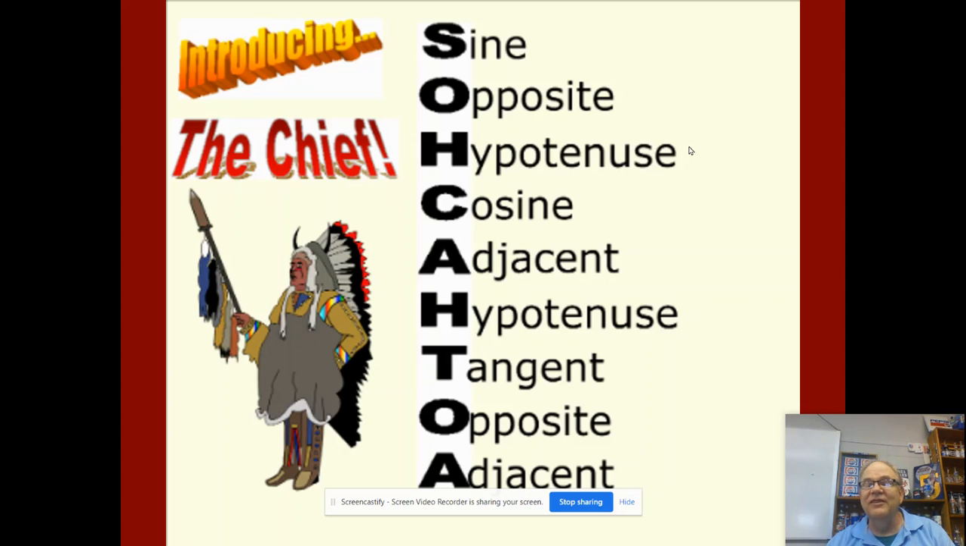SOHCAHTOA is the one thing you really want to burn into your brain as quickly as possible, because that's what will make the rest of this chapter go much easier. You want to know sine is a fraction with opposite over hypotenuse, cosine's a fraction with adjacent over hypotenuse, and tangent's a fraction with opposite over adjacent. Those are the trig functions. That's what we're going to be doing as we go through this next chapter.